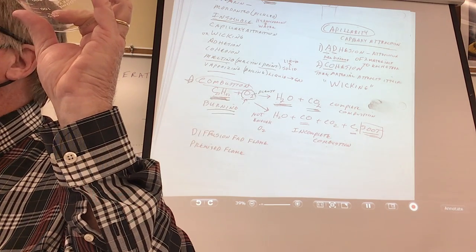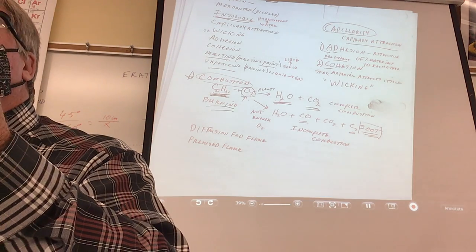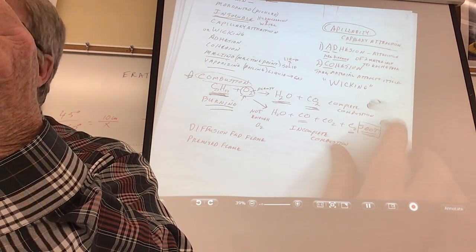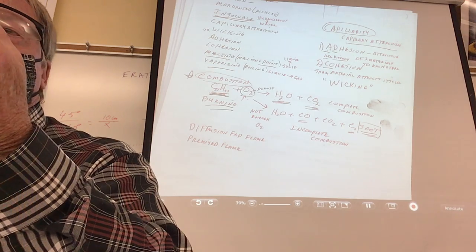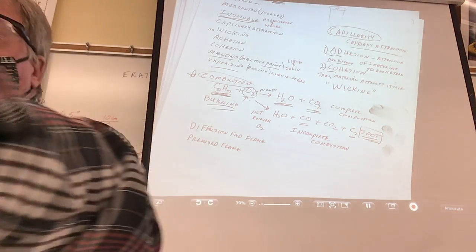Carbon doesn't look like carbon when it's in this compound, does it? The wax? No. And look at this, carbon. Hey, carbon. See that? Carbon. See? All right. So anyway, you have that.